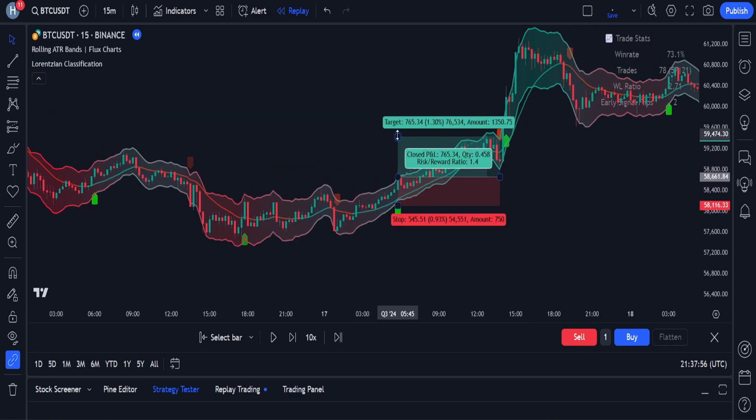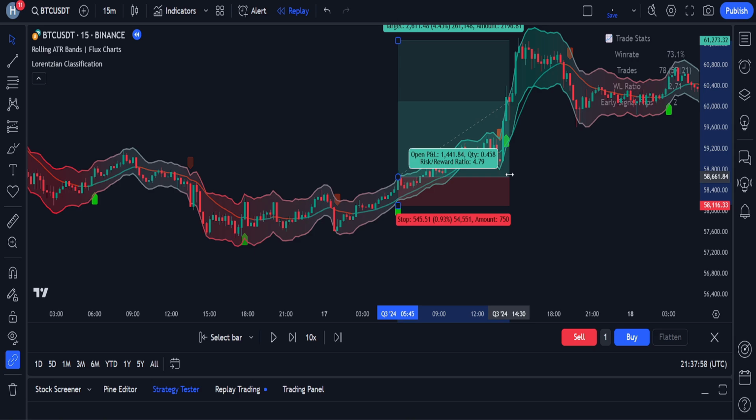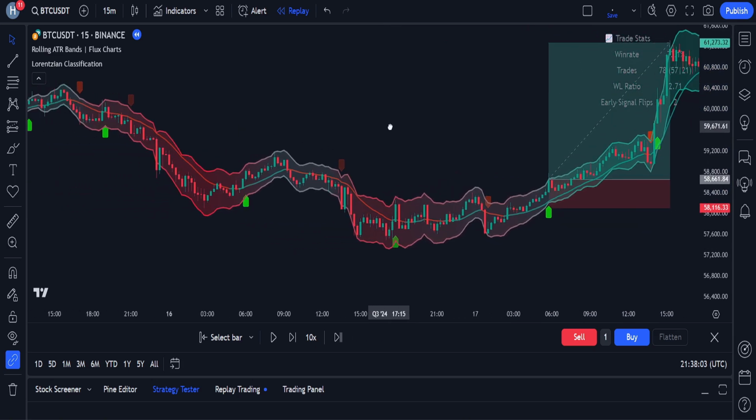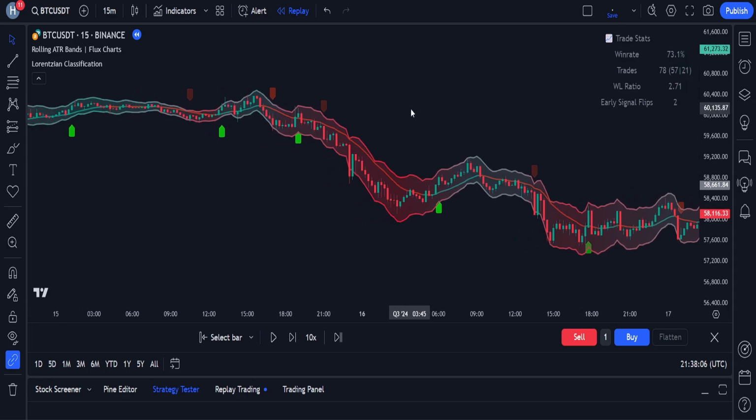climbs. This indicator is pretty amazing and can be paired with many other amazing indicators to create precise and profitable trading strategies. So feel free to experiment and share your experiences in the comments. In a bearish setup with red bands and a sell signal, you do the opposite.